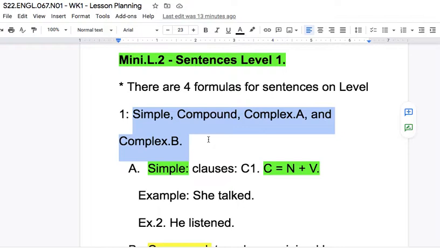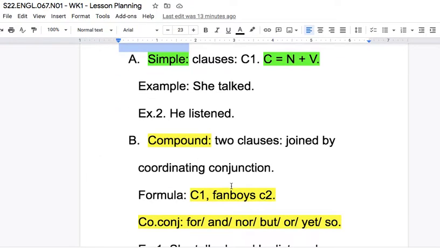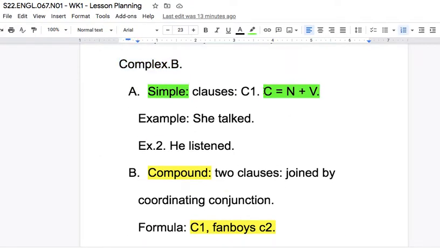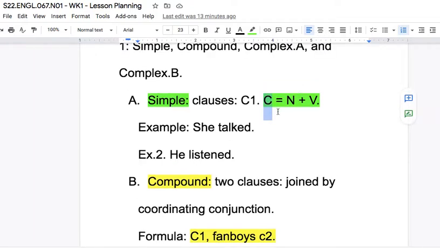Just a reminder: simple sentence, compound sentence, complex A sentence, complex B sentence. And it additionally included all of the formulas today. So remember, C equals clause. When you want to have a simple sentence, you need a noun and a verb. We could also call them subject and predicate. You'll see that in the additional video that I've added.